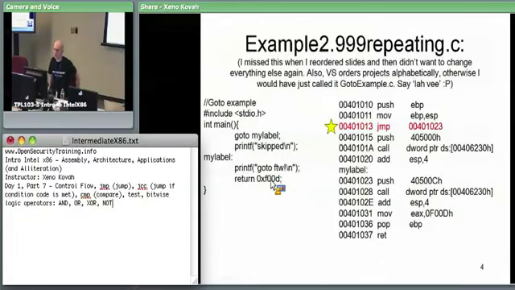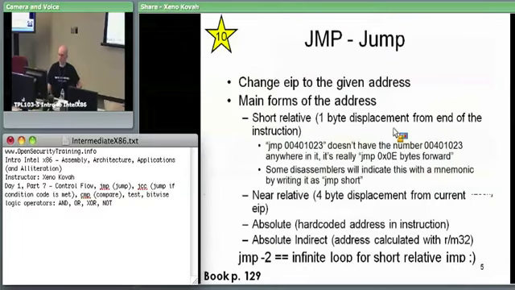Right? So when we look at the disassembly for this, we see a new instruction, jump, and that's basically what the goto is. It's a jump instruction. So, instruction 10 is jump, and it says unconditionally change EIP to the given address, right? So you're giving it a target, and you're saying, I want to set EIP to this right now.